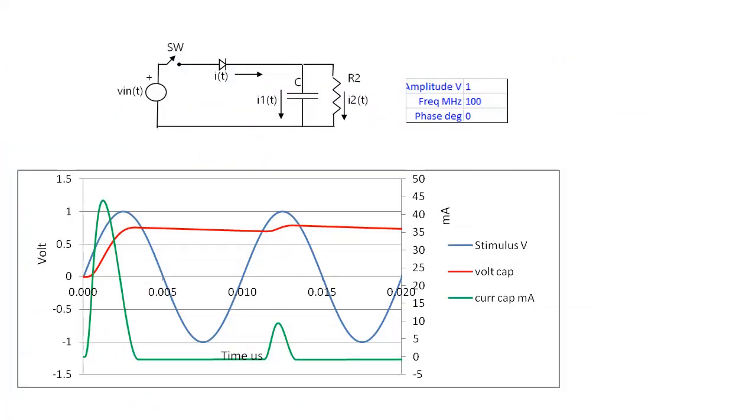Now we will discuss results from our calculations. 2 cycles of the stimulus sinusoid is shown. Let us consider the first positive half cycle of the stimulus. The diode is forward biased most of the half cycle and therefore the capacitor gets charged. Significant forward current flows through the diode.